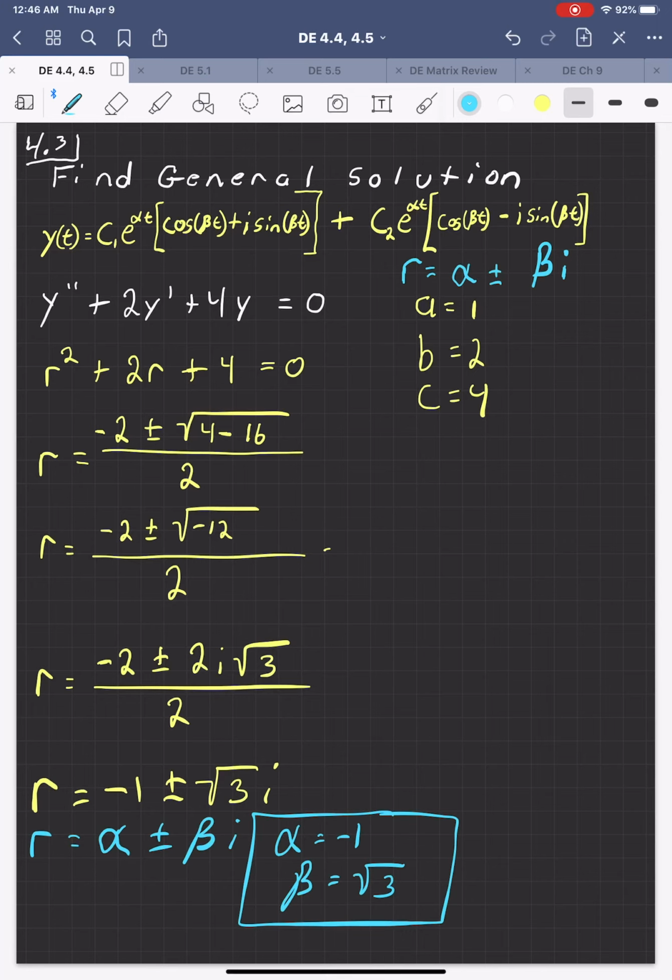So what is the general solution? I'm going to go ahead and write it here. So y of t is equal to c sub 1 e to the negative t times cosine of the square root of 3t plus c sub 2 e to the negative t sine of the square root of 3t.